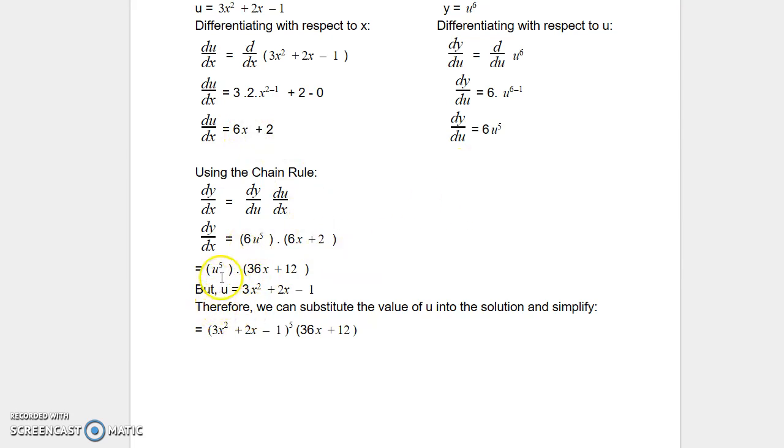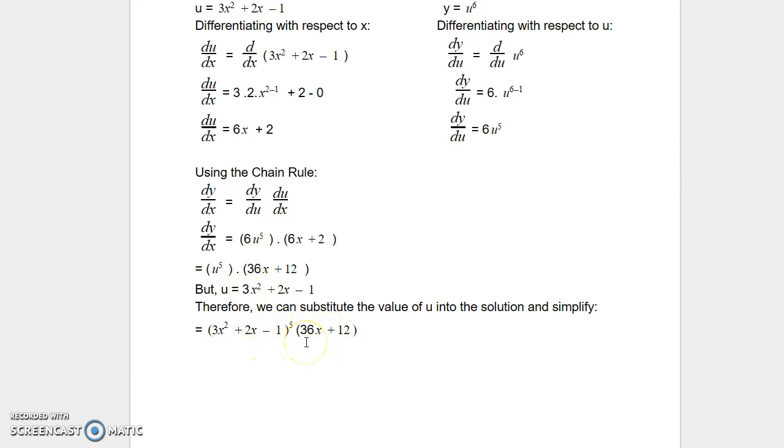So we can put it together as, when we simplify it, u to the power of 5, and then I have distributed the 6 to every one of the terms inside this parenthesis here. 6 times 6 is 36x, 6 times 2 is 12. We started seeing u as being equal to 3x squared plus 2x minus 1. So when we substitute that into y, we can write it as 3x squared plus 2x minus 1, the whole thing raised to the power of 5, times 36x plus 12.